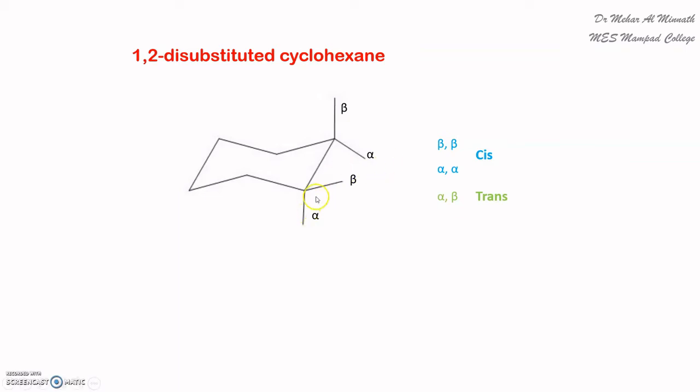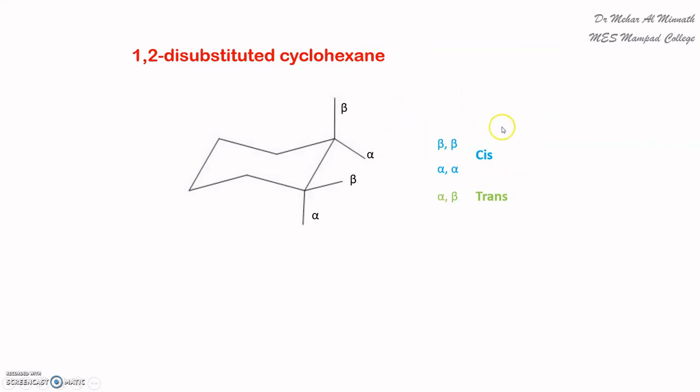Now if both the substituents are in the equatorial position, we call it EE. If both the substituents are in the axial position, we call it AA. And if one of them is equatorial and the other is axial, we call it EA or AE. Alright, so please keep these terminologies in mind.